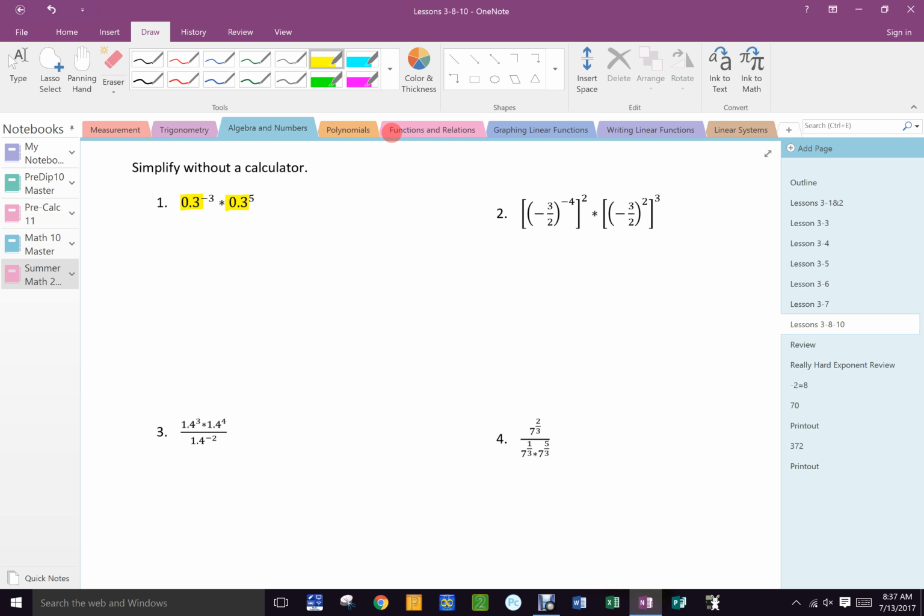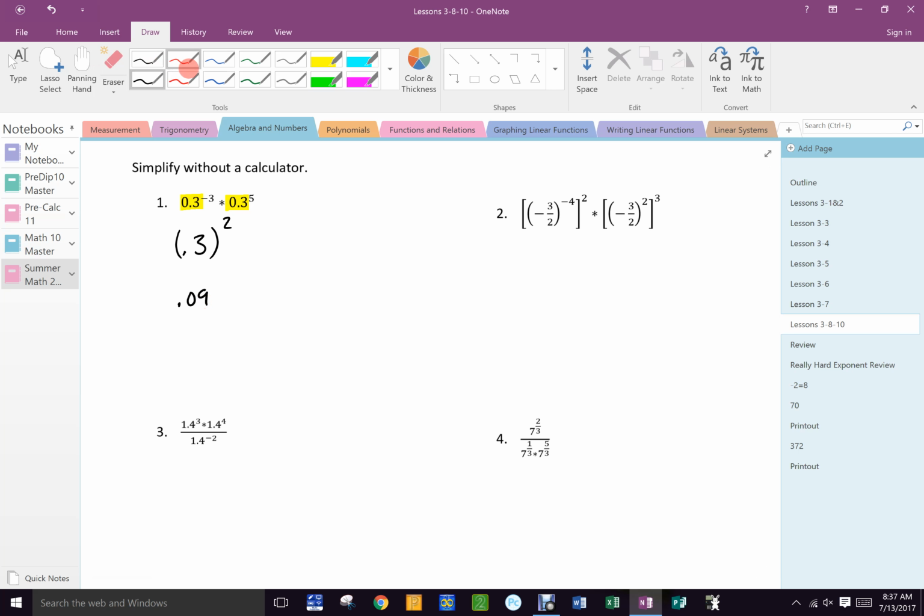They're the same base. We know what to do when the bases are the same. What do we do? Add the exponents. So what is the answer here? 0.3 what? Squared. What is 0.3 squared? 0.09.